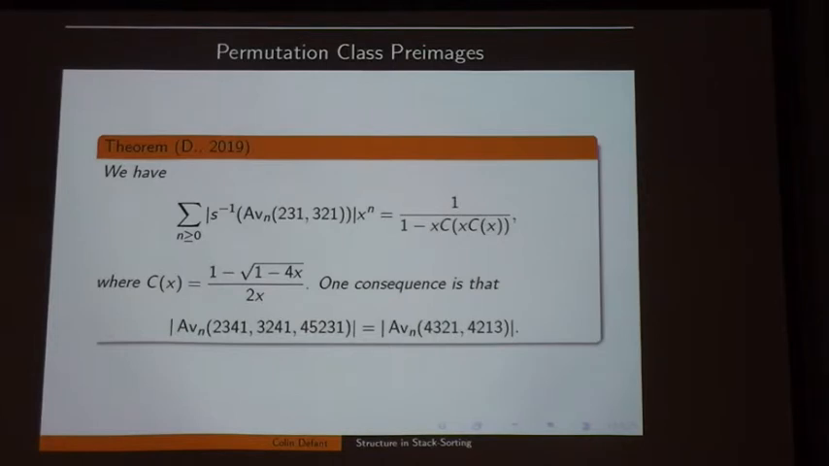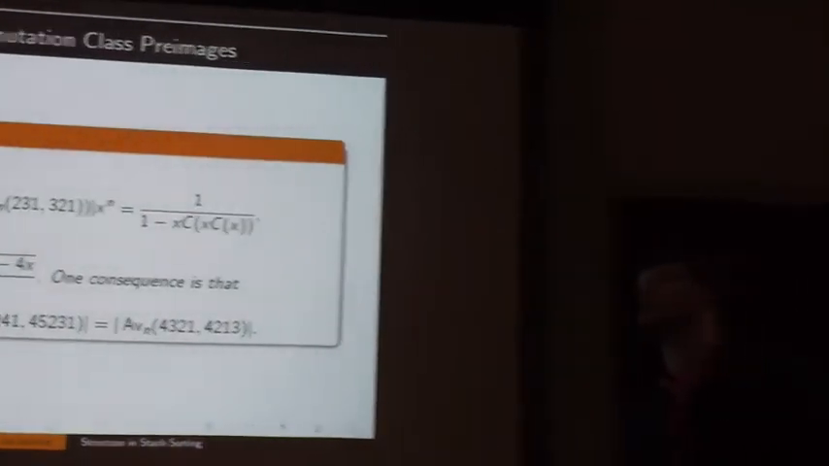And one interesting thing here is that the set of preimages of permutations avoiding 2, 3, 1, and 3, 2, 1 turns out to be this permutation class here. So it's the set of permutations avoiding 2, 3, 4, 1, 3, 2, 4, 1, and 4, 5, 2, 3, 1. And this, I think, was not yet enumerated. So this allows us to enumerate a new permutation class.